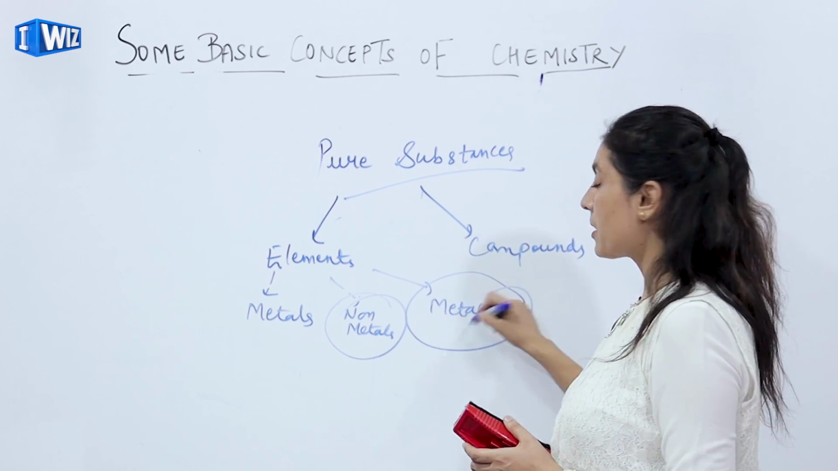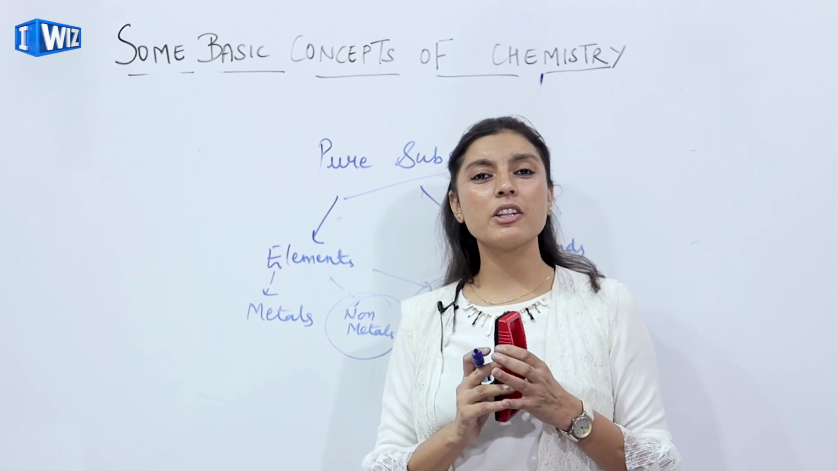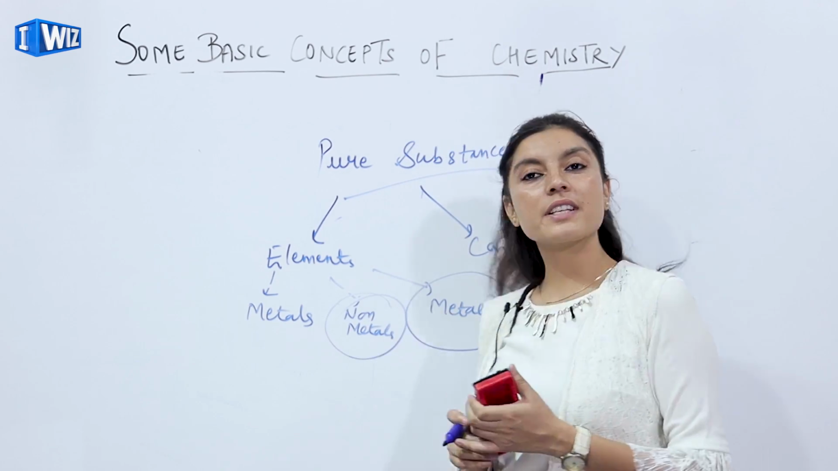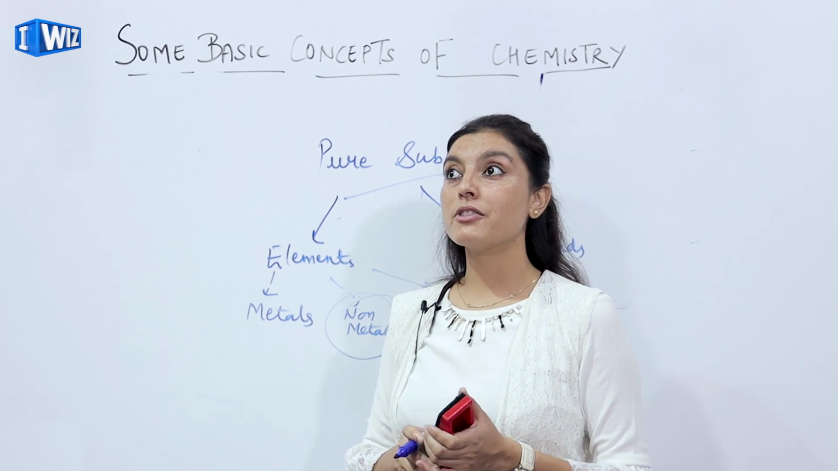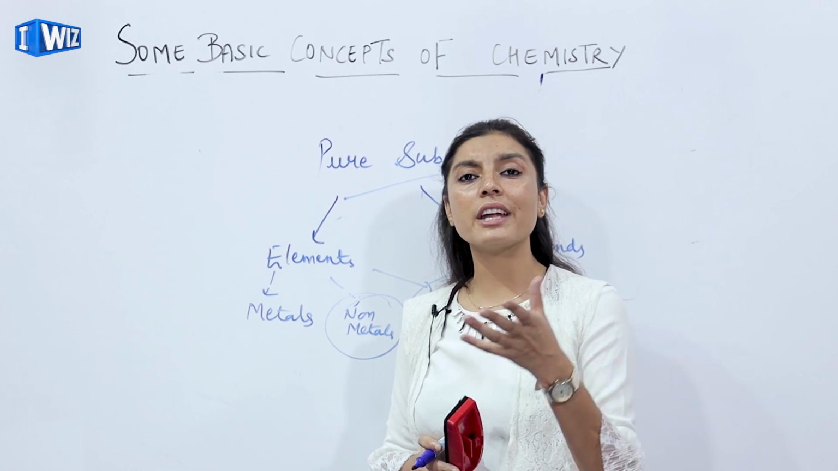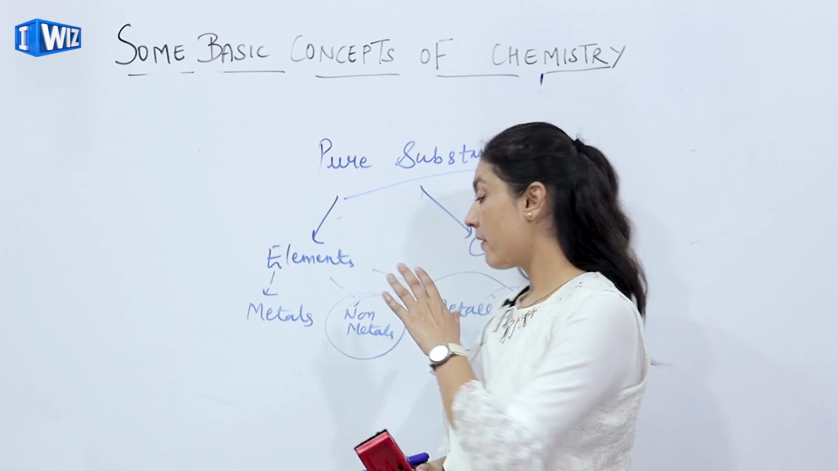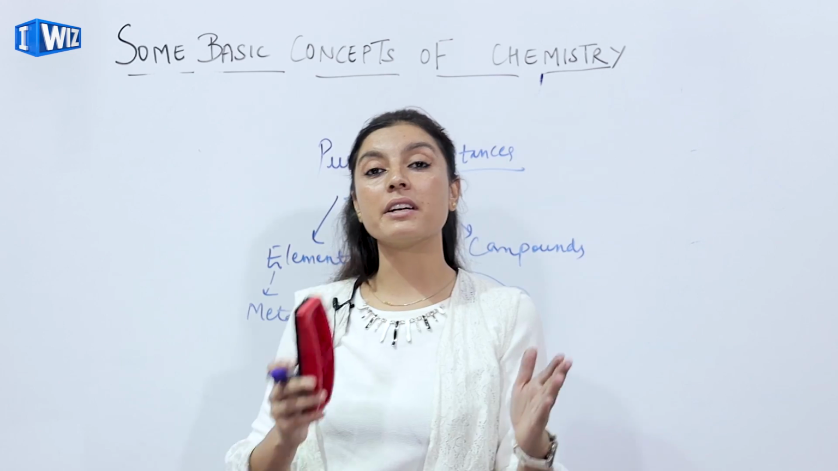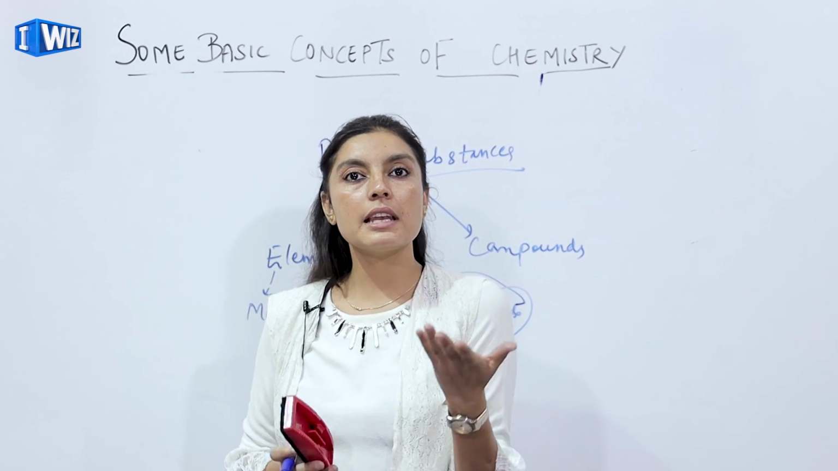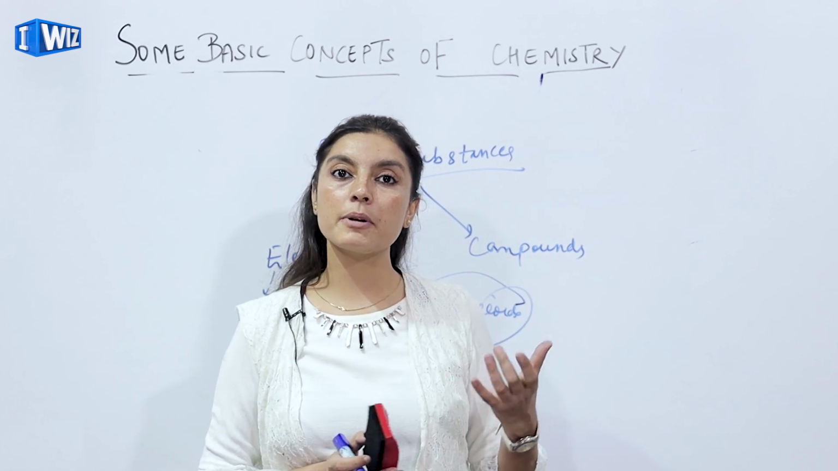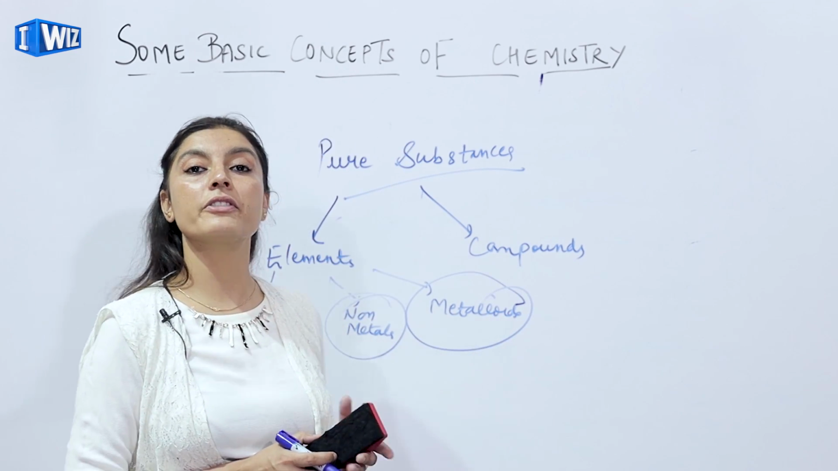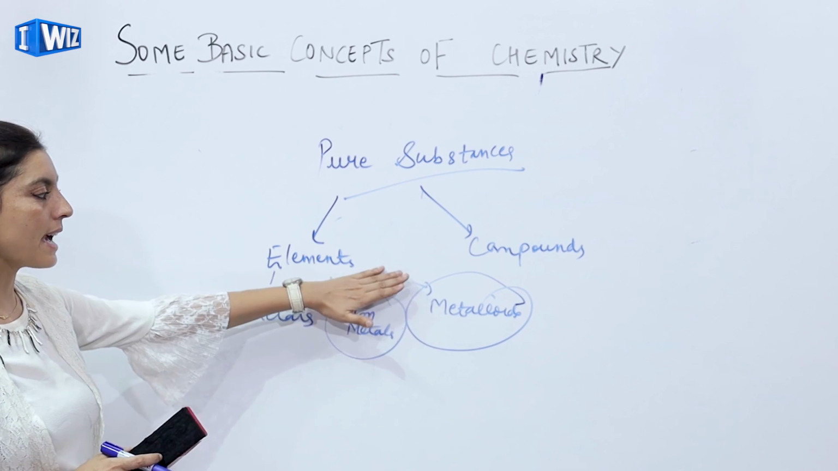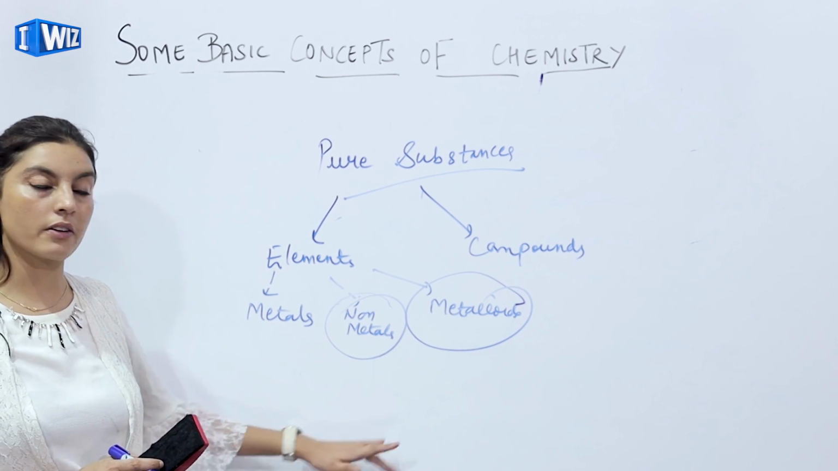Moving ahead to the metalloids, they have properties in between the metals and the non-metals. For example, silicon, which is used in transistors and in various things in day-to-day life, is a metalloid, having properties in between metals and non-metals. Silicon and germanium are the particular ones which come under the category of metalloids. So this was the classification of the elements into three different categories.